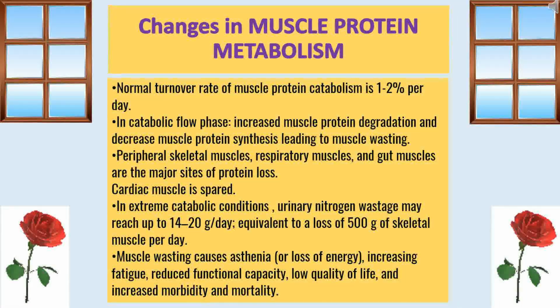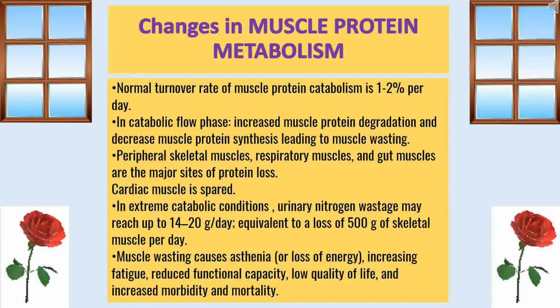Changes in muscle protein metabolism. In normal conditions in humans, there is continuous synthesis as well as breakdown of muscle protein. The normal turnover rate of muscle protein catabolism in resting conditions is 1 to 2% per day. Under normal resting conditions, protein synthesis equals breakdown and the muscle mass remains constant. Feeding and exercise are physiological stimuli that promote net muscle protein buildup. But during exercise, skeletal muscle protein synthesis decreases while it increases again during rest and feeding.